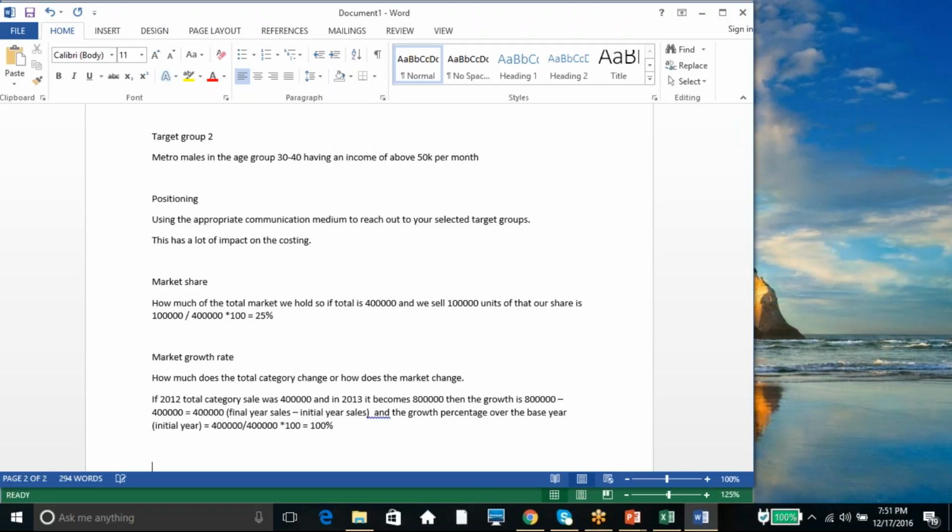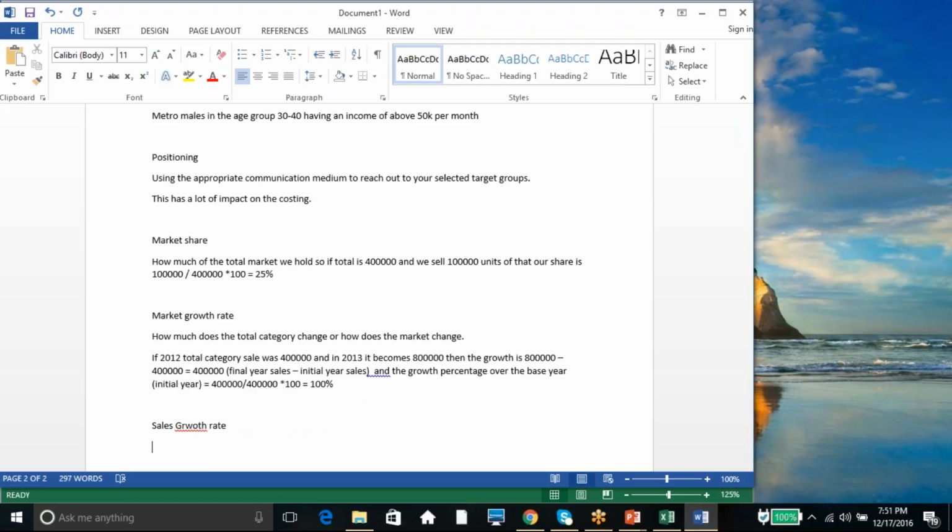Now let's look at sales growth rate. So our sales was 1 lakh units and it grew by 50%. So it became 1 lakh 50,000 units. So sales growth rate is calculated just like market growth rate.